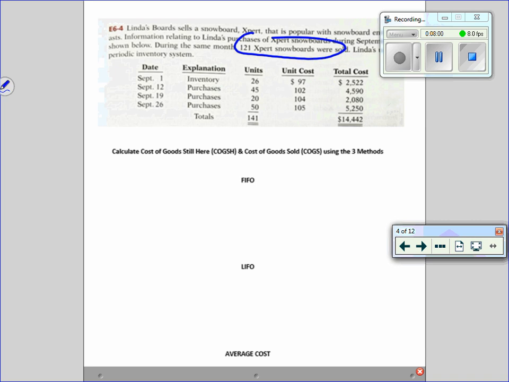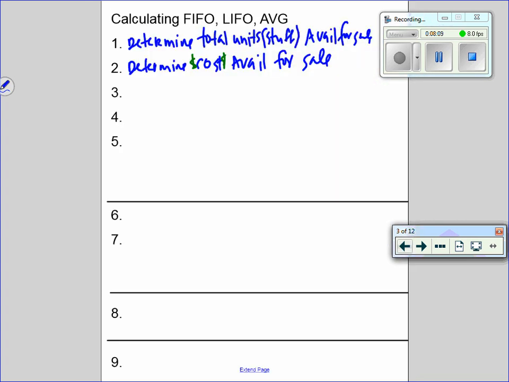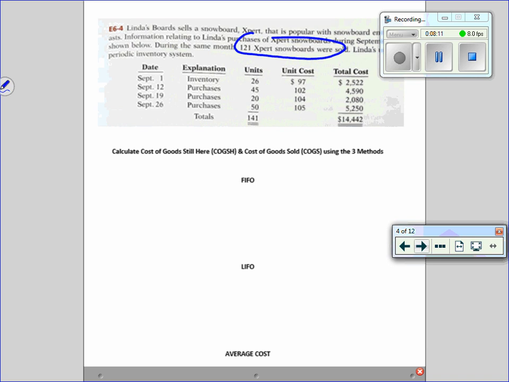Did they do the math for us? They did. The value of all the stuff is $14,442. Now the reason I put those two on a to-do list, sometimes you're not going to have all of this. Sometimes all you'll have is this little chunk. And you would actually take 26 times $97 plus 45 things times $102. Sometimes you're going to have to crank all of that out. So that's why I put it on your to-do list, because it's not going to always be this easy.